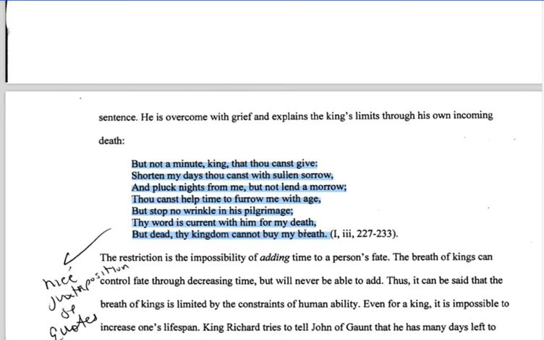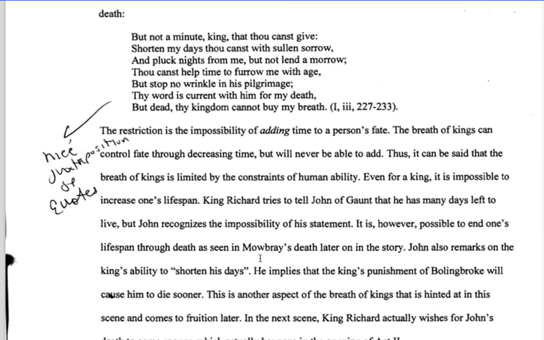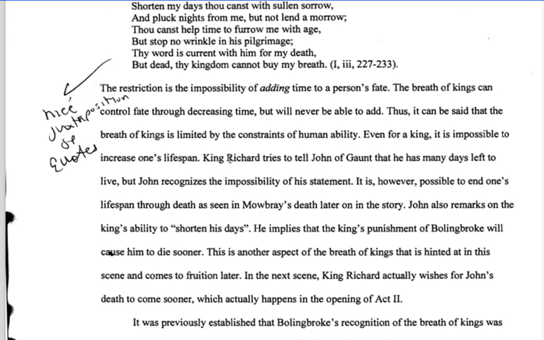Notice what the student is doing. The student is juxtaposing two different quotes, each of which mention breath, in order to make what point? Why are you putting these two quotes next to one another? The restriction is the impossibility of adding time to a person's fate. The breath of kings can control fate through decreasing time, but it will never be able to add. Thus, it can be said that the breath of kings is limited by the constraints of human ability. This is important. Even for a king, it is impossible to increase one's lifespan.